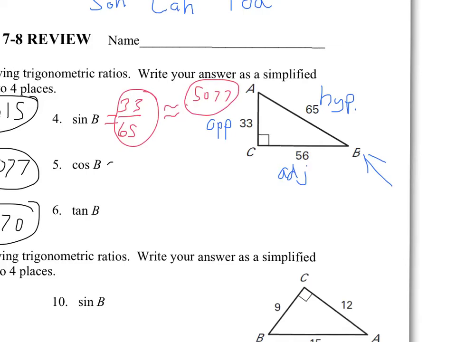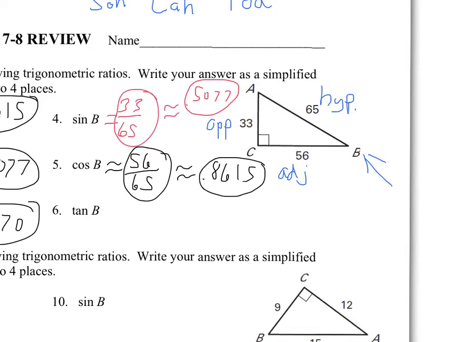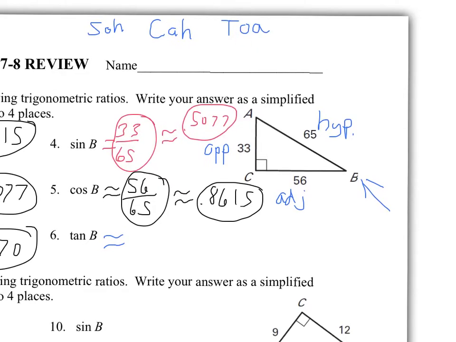All right, cosine of angle B is adjacent over hypotenuse. So 56 over 65, that is already reduced. And so when you round that out, you get 0.8615. Lastly, we have tangent of angle B. Tangent, we know, is opposite over adjacent. And so from B's point of view, that would be 33 over 56.